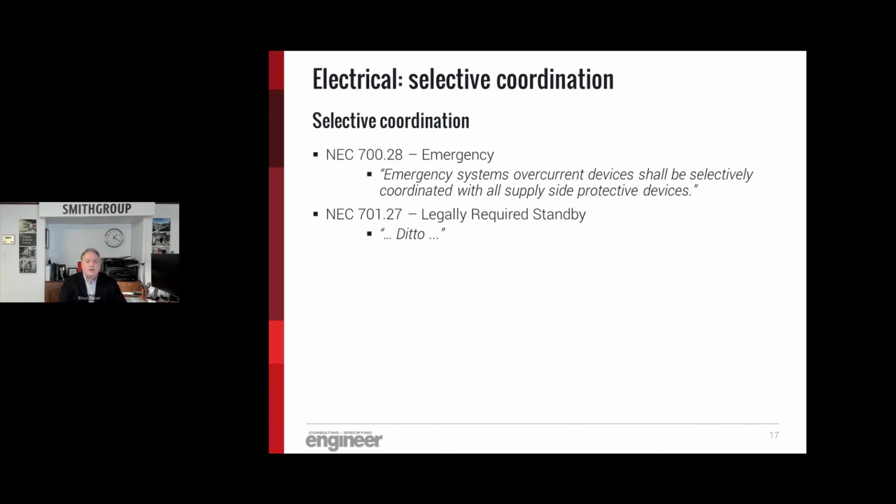Selective coordination. Basically, selective coordination means that when there's a fault in the electrical system, the breaker where the fault occurs trips first. You don't want breakers higher up in the system that serve multiple parts of the loads to trip. So on emergency requirements under Article 700, you do have to do a selectively coordinated system. Typically, you will do a rough coordination study as a designer, and require a final coordination from the contractor or vendors once all the breakers have been shipped to the site and you know what's going to be installed. Article 701 also requires a selectively coordinated system for legally required standby.